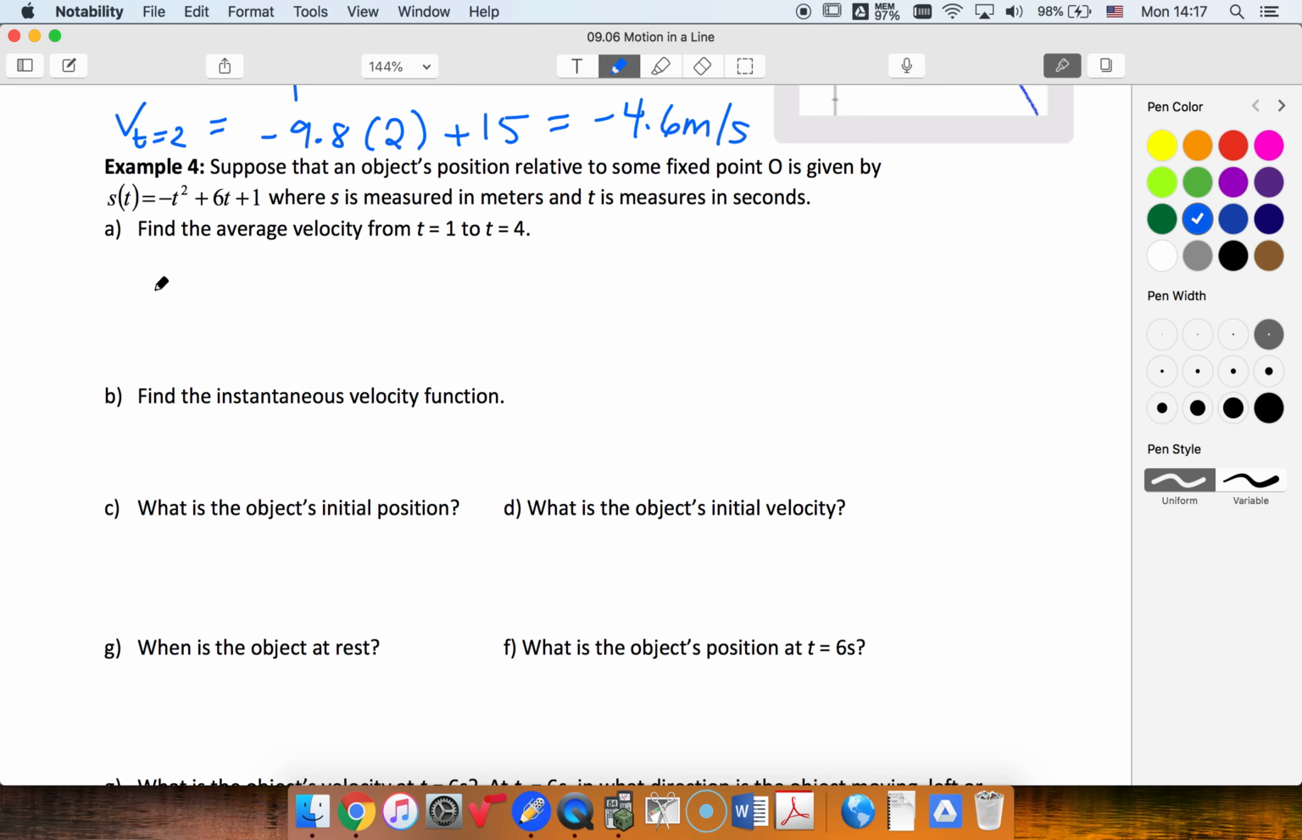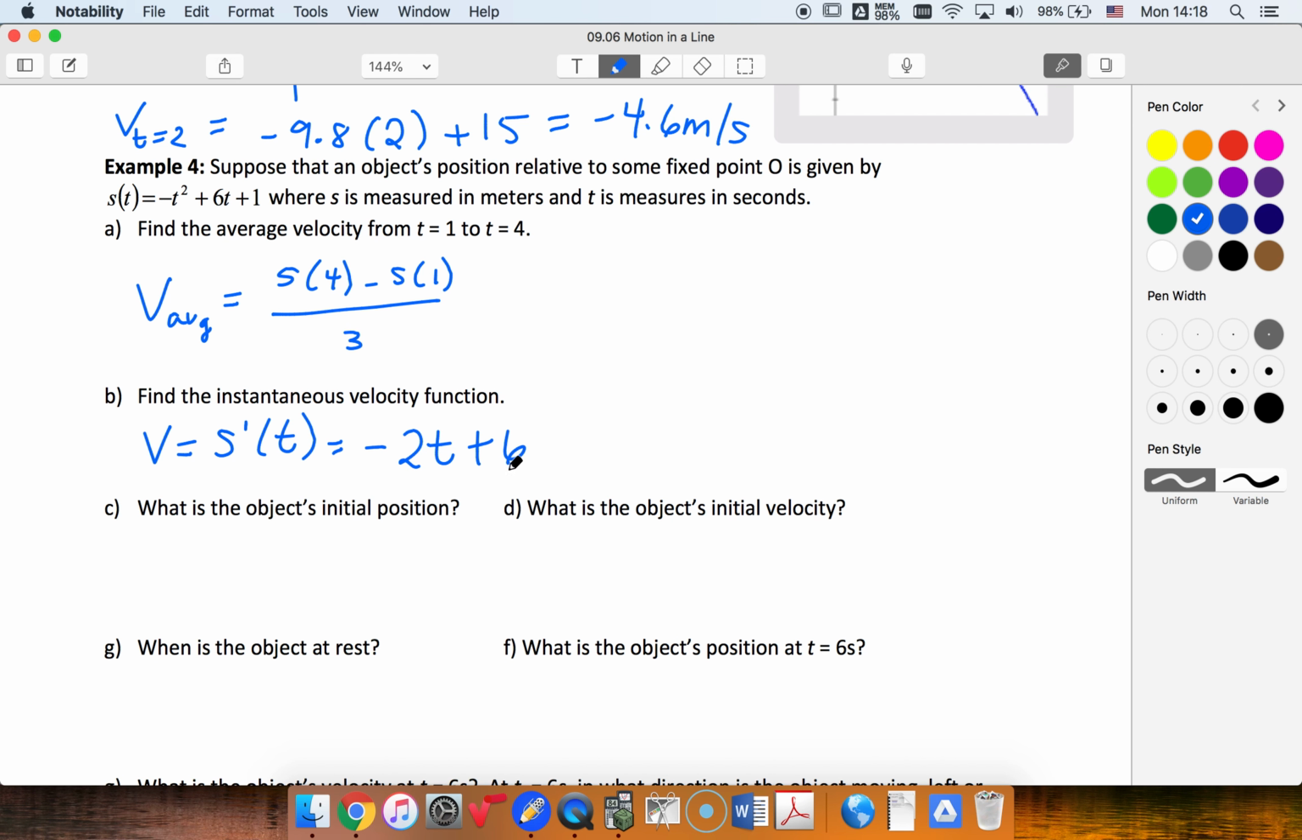So average velocity, in this case, I'll say v average, is going to be s of 4 minus s of 1 over 4 minus 1. So that's how I'm going to calculate it. The instantaneous velocity function, well, I know that v instantaneous is the derivative of the displacement function. So it's going to be negative 2t plus 6.